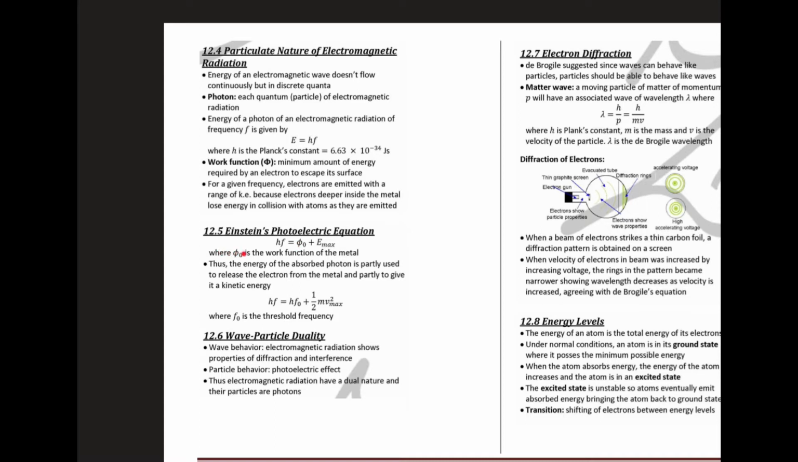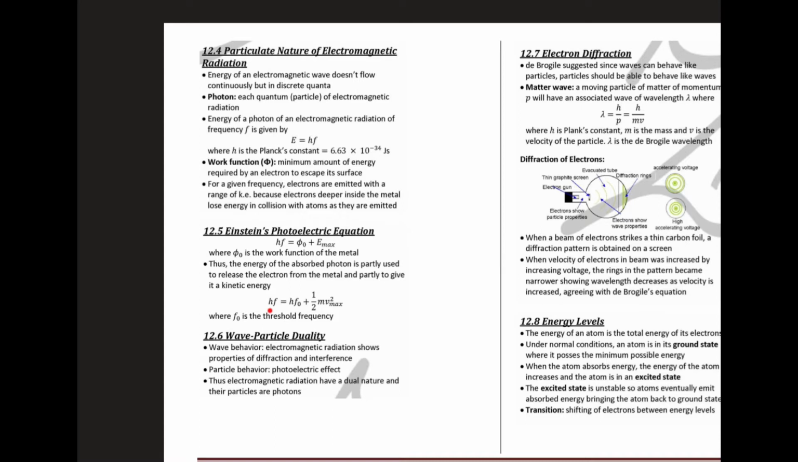So where phi naught is the work function of the metal, the value of phi naught depends on what metal we are talking about. Okay, so different metals will have different values for phi naught. And then thus the energy of the absorbed photon is partly used to release the electron from the metal, which is phi naught, and partly to give it a kinetic energy, which is the E max. So the energy is used in two ways. So we can see that.